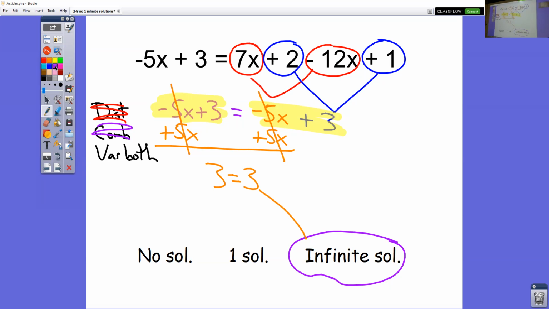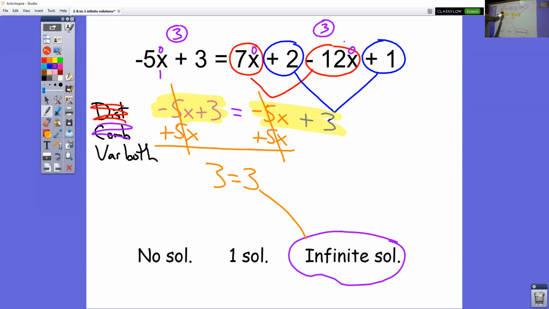For example, if I took a 0 and subbed it in, I would have negative 5 times 0, which is 0, plus 3 is 3. Subbing in a 0 here, I'd have 7 times 0, 12 times 0. Those two red circles would disappear. All I would have left is a 2 plus a 1. 2 plus 1 is 3. Notice that I got 3 on both sides, so 0 was an answer.